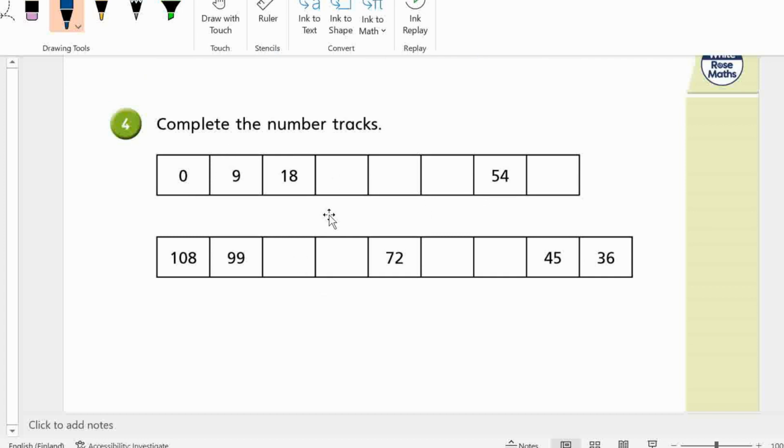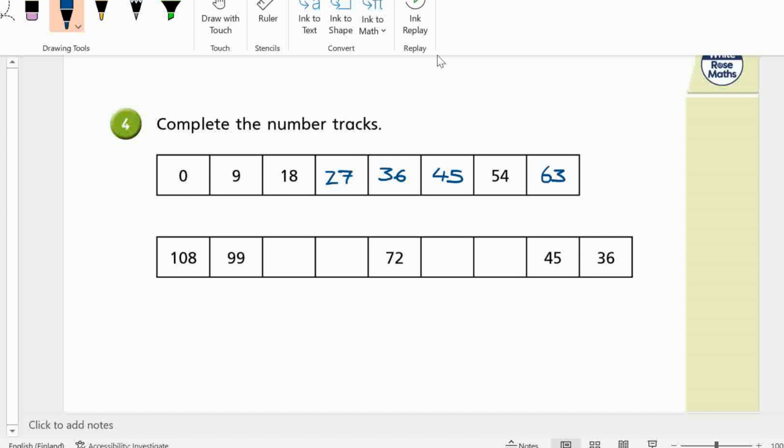Complete the number tracks. So again, your times table. What comes after 18? 3 times 9, 27. Here. 36. Here. 45. 54 is done for you. What's after 54? 63. 63. Yeah? 9 times 7, that is.